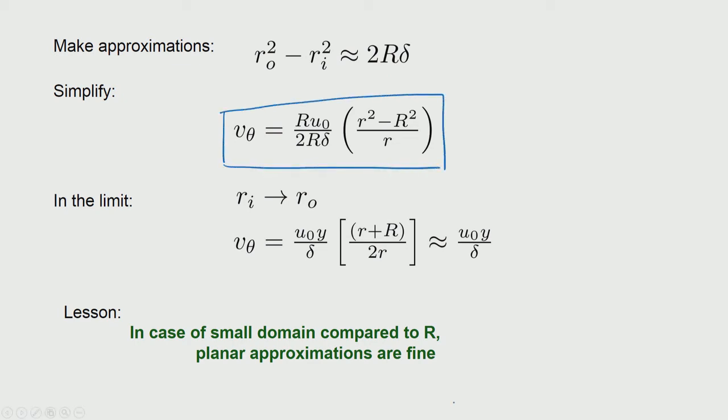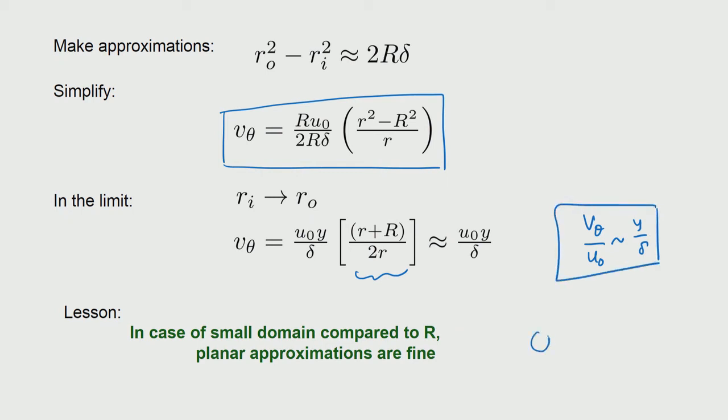Okay. Now, in the limit that r I and r o are very similar to each other, then we see that this can actually go as unity. So, it tends to unity. Which means that v theta by u naught goes as y by delta. So, again we have come to the same equation as we have done earlier.